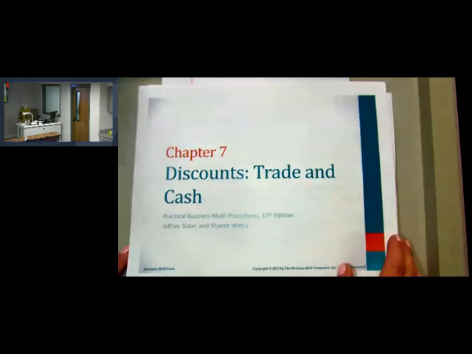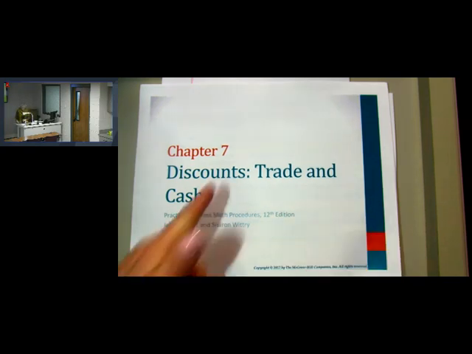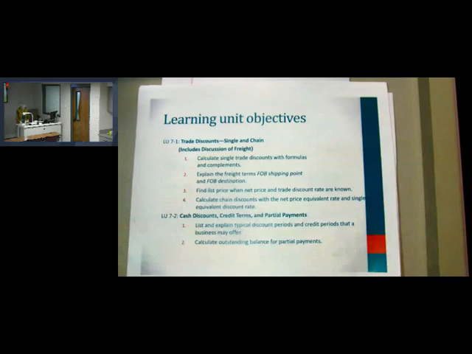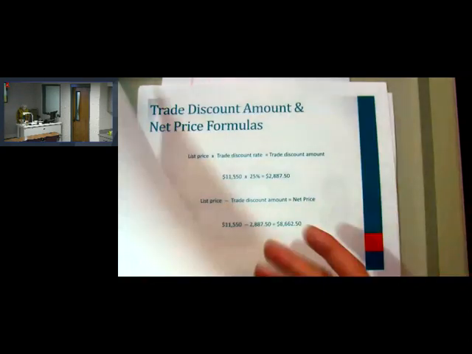Chapter 7 is all about discounts. When we're talking about Chapter 7, think of yourself as a business person. You're an entrepreneur, and you are offering discounts to your customers. So you have the opportunity to offer a trade discount or a cash discount. This first video is just going to be about trade discounts. So let me go through some of the things here.